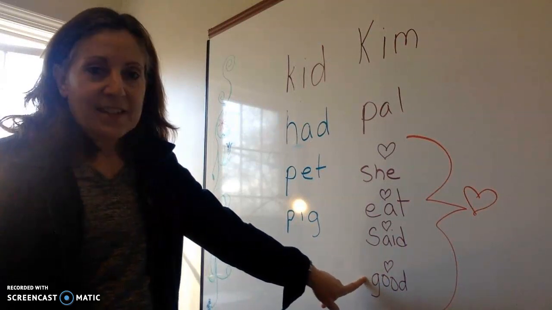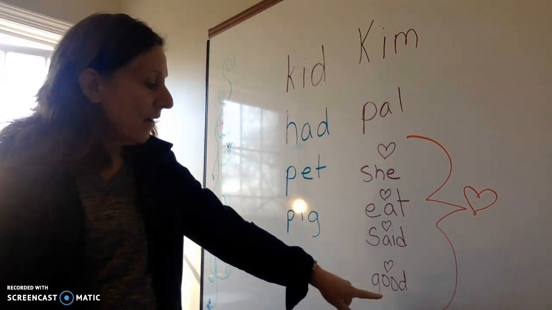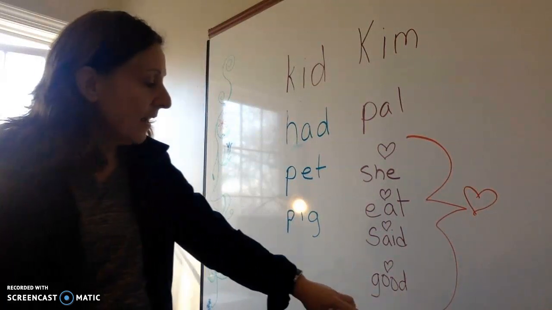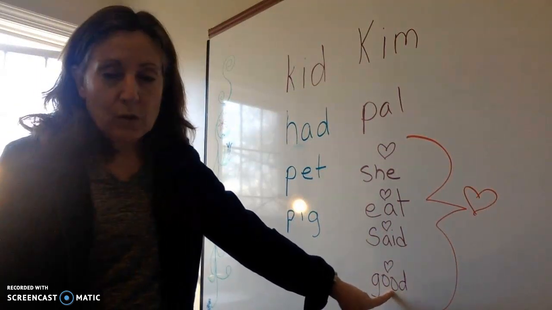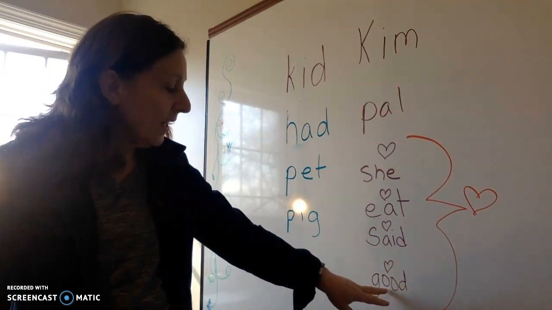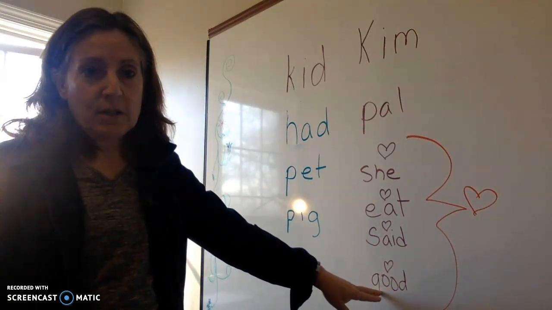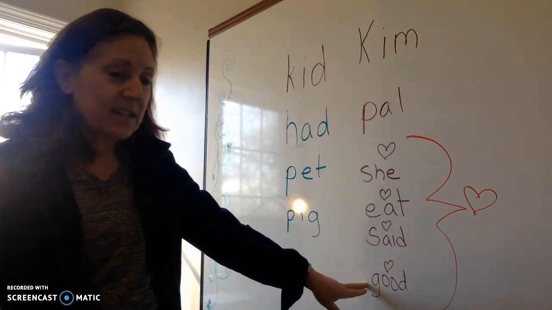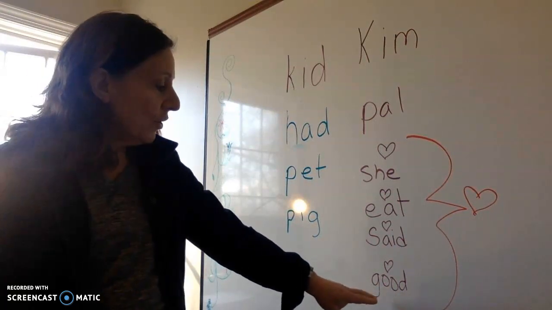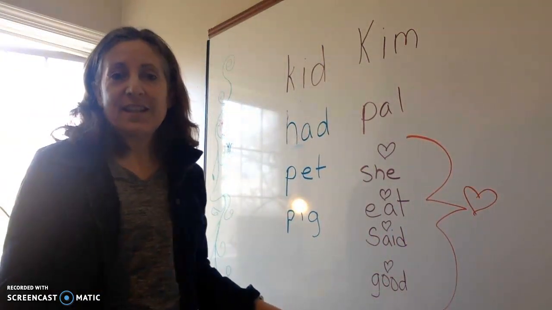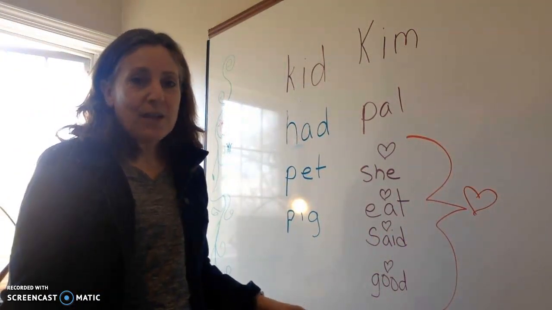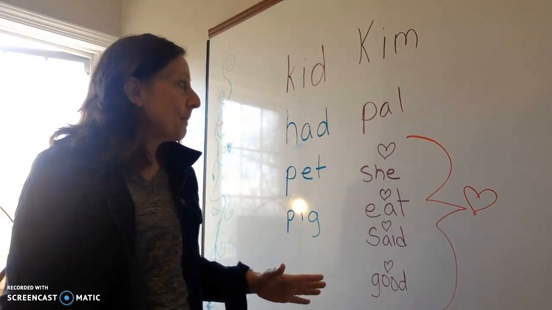This word, you know the G sound and you know the D sound. But you don't know the double O here, which makes an oo sound. This word says good. Good. You are doing a good job learning these heart words. Well done. You've stuck with me this far.